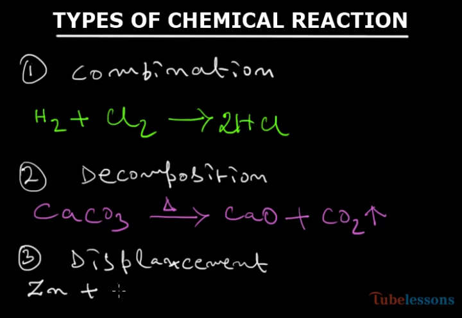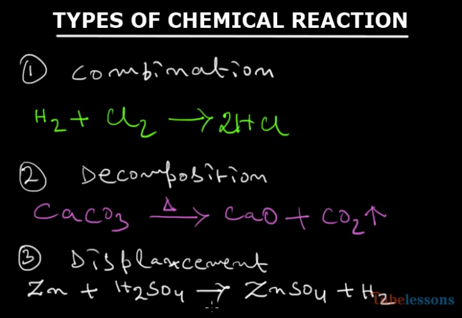reacts with dilute sulfuric acid, it displaces hydrogen from sulfuric acid and forms zinc sulfate and hydrogen gas. Here, zinc displaces hydrogen from sulfuric acid and gives zinc sulfate and hydrogen. This reaction is called a displacement reaction.